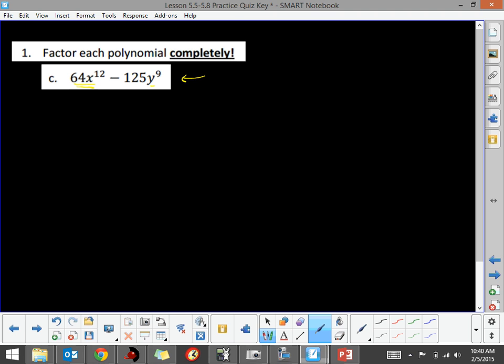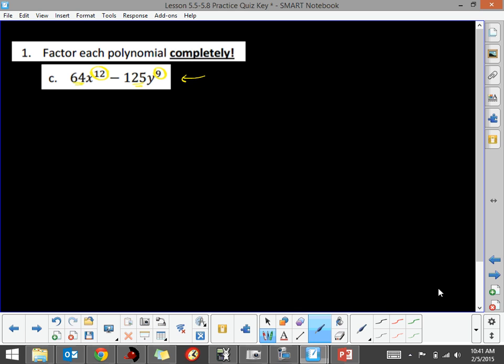looking at this part. 125 is not a perfect square, and anytime this is odd, it can't be a perfect square, so I know it's not the difference of two perfect squares. Then I should be looking at, is it the difference of two perfect cubes? And 64 is a perfect cube of 4, and as long as this power is divisible by 3, it'll be a perfect cube. And 125 is a perfect cube of 5, so I have the difference of two cubes.